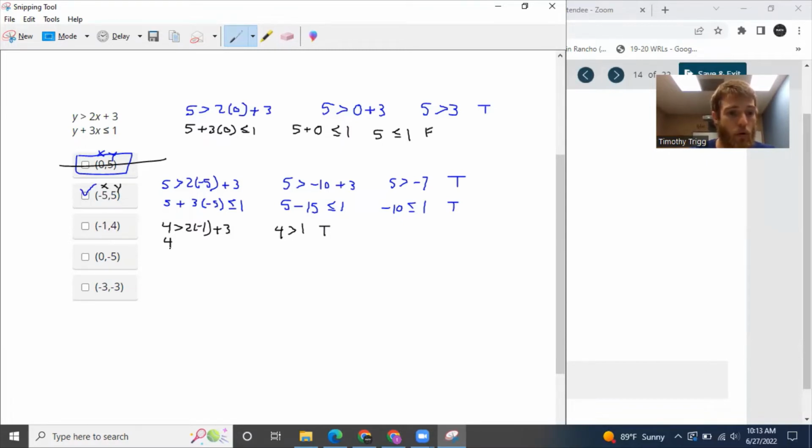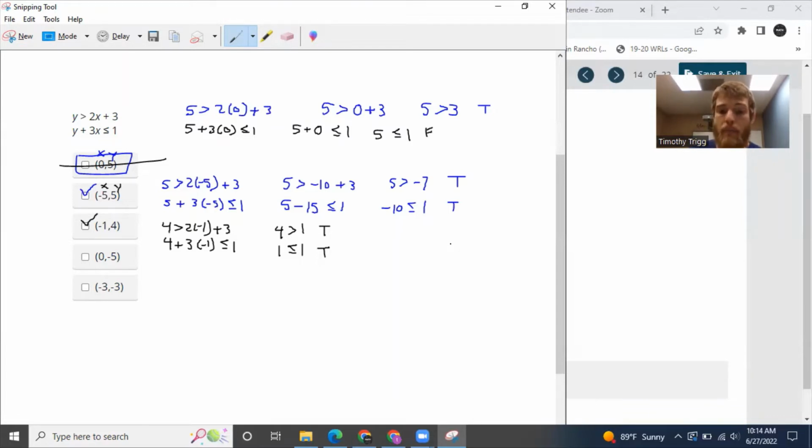Let's go ahead and check the next inequality. So 4 plus 3 times negative 1. And we want to see, is that less than or equal to 1? 3 times negative 1 is negative 3. 4 plus negative 3 is 1. Is 1 less than or equal to 1? Well, yes, it is, because it's equal. Okay. So this produces a true statement on both.